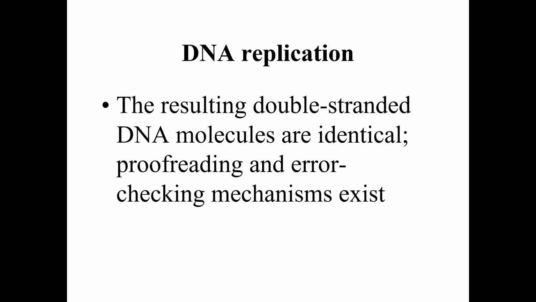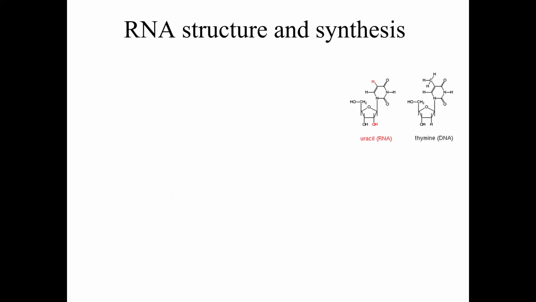The resulting double-stranded DNA molecules are identical. They are exactly the same. So a proofreading and error checking mechanism exists during the replication because of the enzyme DNA polymerase. It has this ability to check and correct errors, what we call proofreading and error checking.